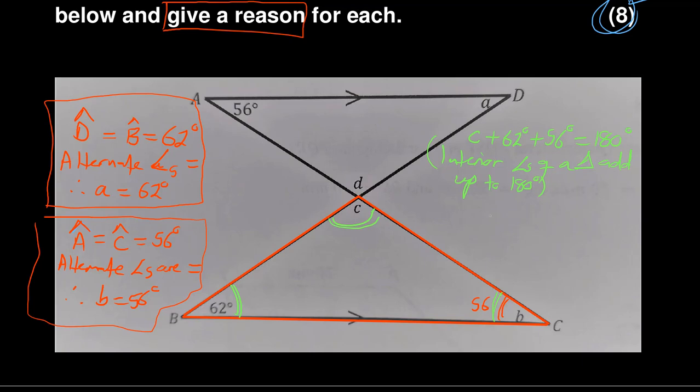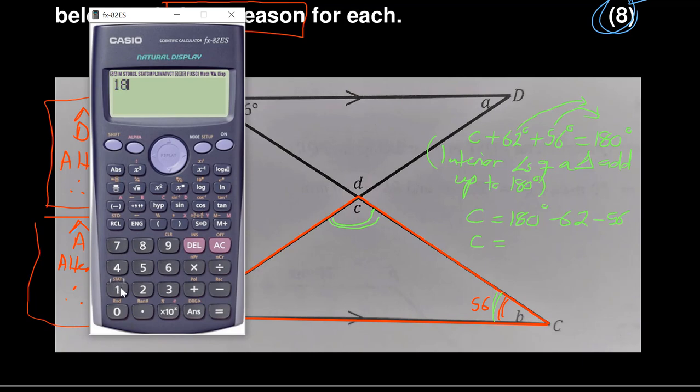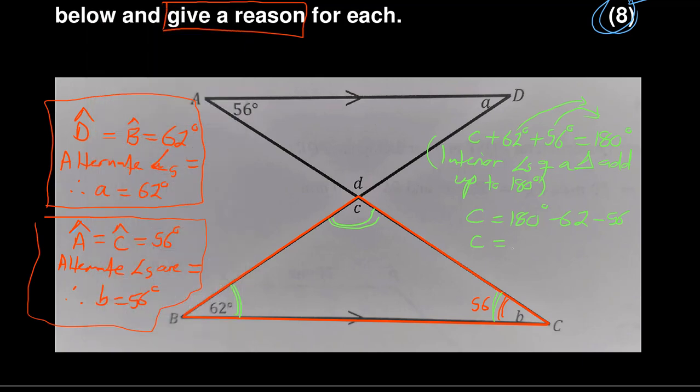Then you have to solve for C such that your C is 180 degrees minus 62 minus 56, because these joints change signs. So your angle C there, if you are using a calculator, is 180 minus 62 minus 56, and then it gives you 62 degrees. So that angle C there is 62 degrees.